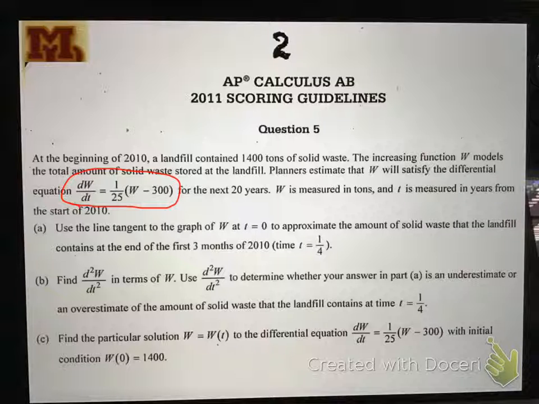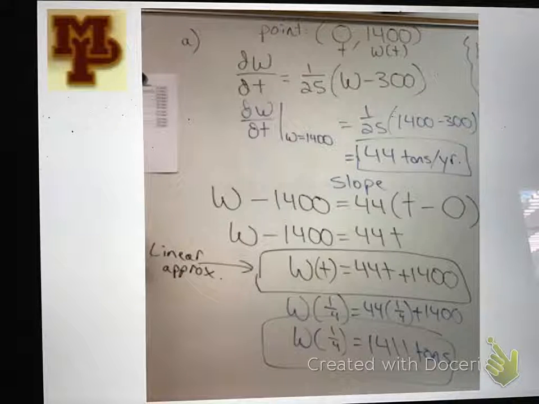And then we have a point. They gave us the point at a time of 0. Let's see, what was the amount of tons? Oh yeah, it was 1,400 tons. So at a time of 0, it was 1,400 tons. So good, that's our starting amount. So let's go ahead and plug that in. You see here, we have the 1,400 plugged in for the W right there.